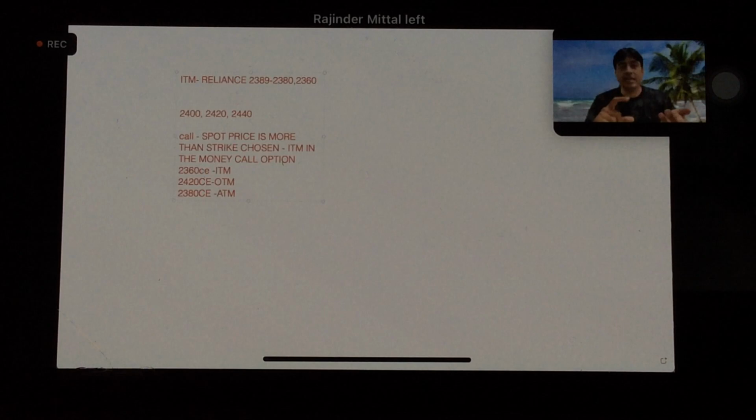And at the money is 23.80 CE. At the money means nearest strike from the spot price. So spot price is 23.89. So nearest will be 23.80 or 24. So if we compare, 23.80 is 9.7 away and 2400 is 11.7 away. So 2380 will be at the money for this. Clear? 2360 and below will be in the money. 2400 and above will be out of the money, and 2380 CE is at the money. This is for call.